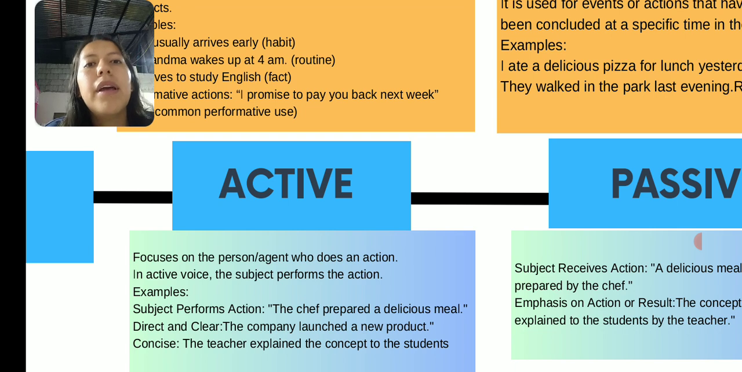For example, the chef prepared a delicious meal. Another characteristic of the active voice is that it is direct and clear. For example, the company launched a new product. It's important to understand that the active voice is concise and clear. The teacher explained the concept to the students.